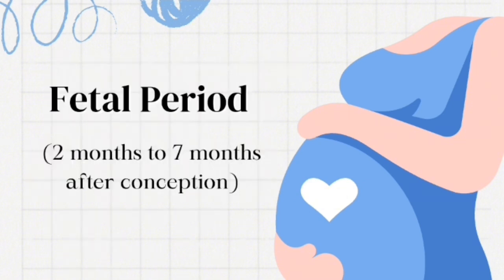And the last period of prenatal development was the fetal period, or the 2 months to 7 months after conception. Growth and development continue dramatically during this period. This includes the development of organ systems, the development of the brain and physical growth. The organ systems continue to develop and mature in preparation for life outside the womb.